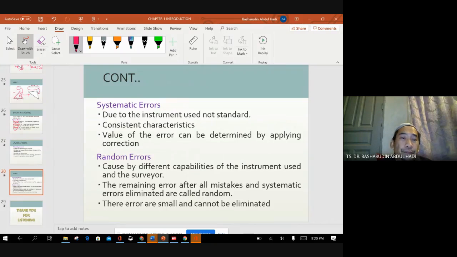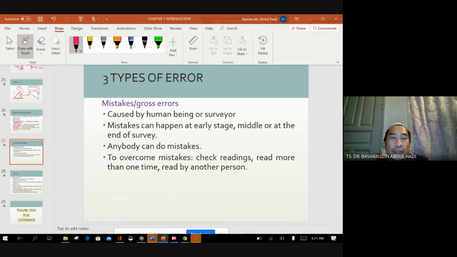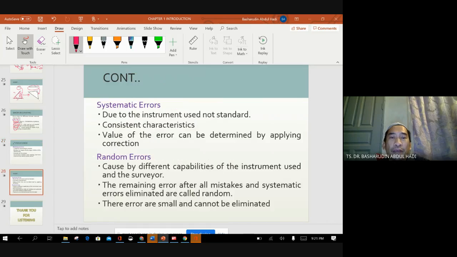Systematic error. Okay, this one is a source of error. Now we have mistake, gross error, and now we have systematic error and random error. What is the meaning of systematic error? Due to the instrument used not being standard.